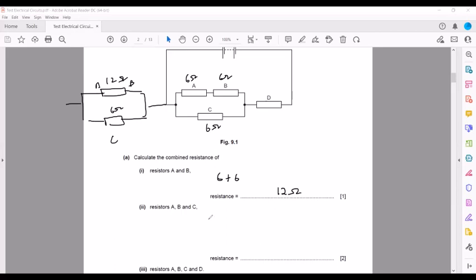Whenever we have resistors in parallel, the formula is product divided by the sum. So it will be 6 multiplied by 12, 72, divided by 18. So it will be 72 divided by 18, which gives us 4 ohm. Whenever they are in parallel, the combined resistance always decreases. So the combined resistance of A, B, and C is 4 ohms.